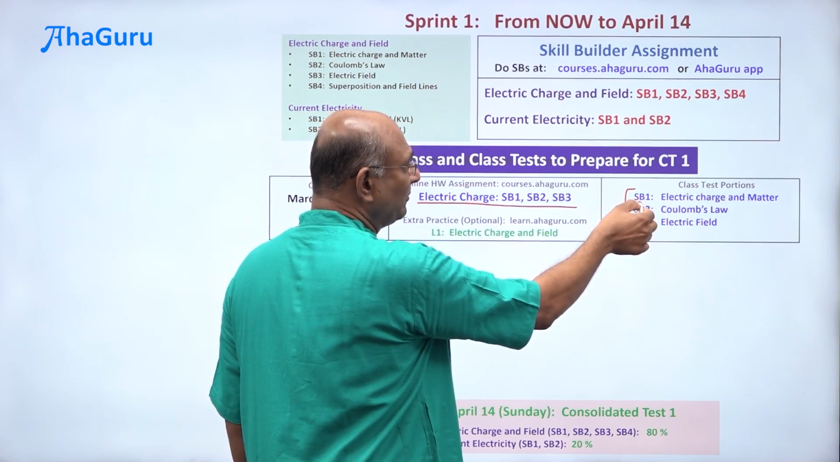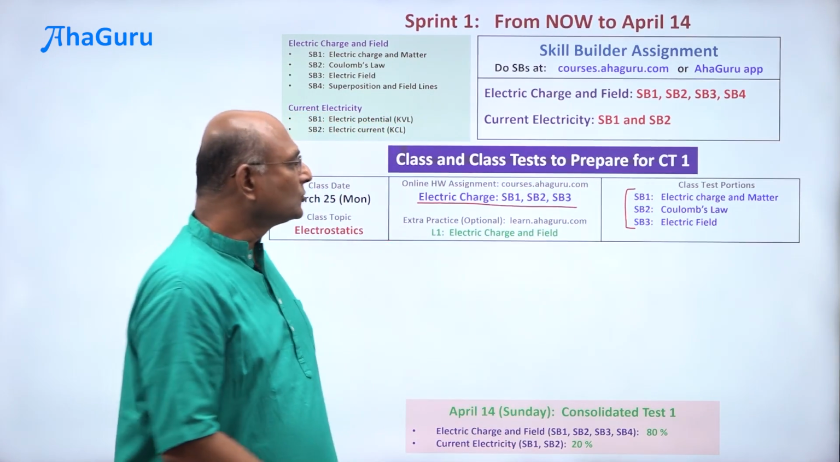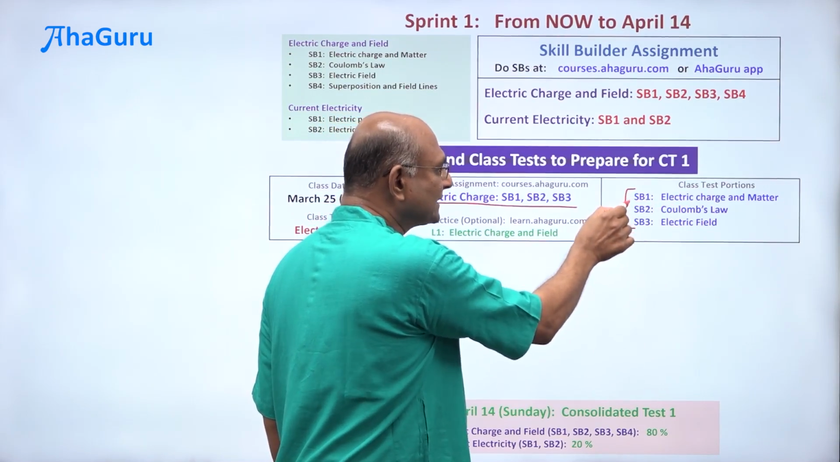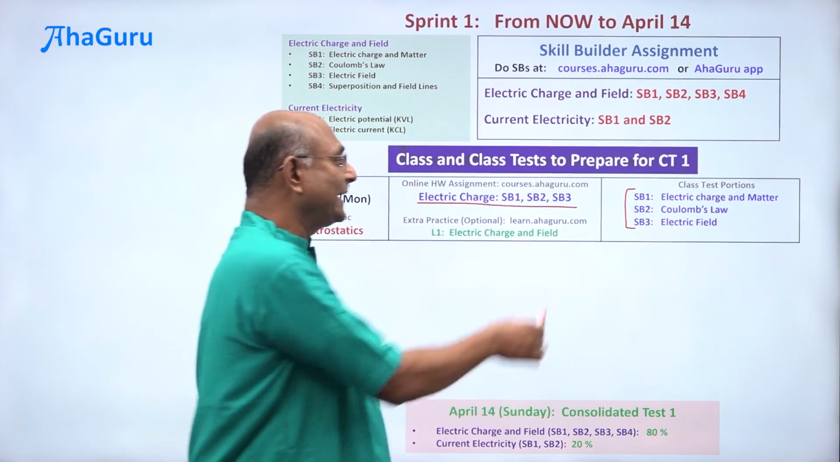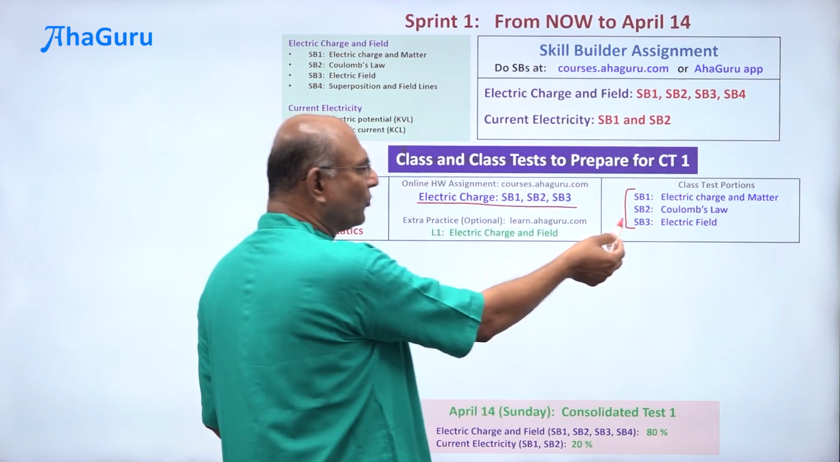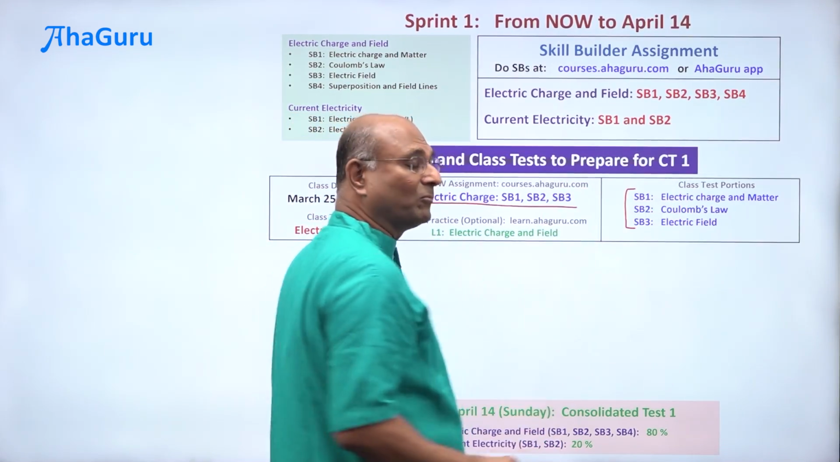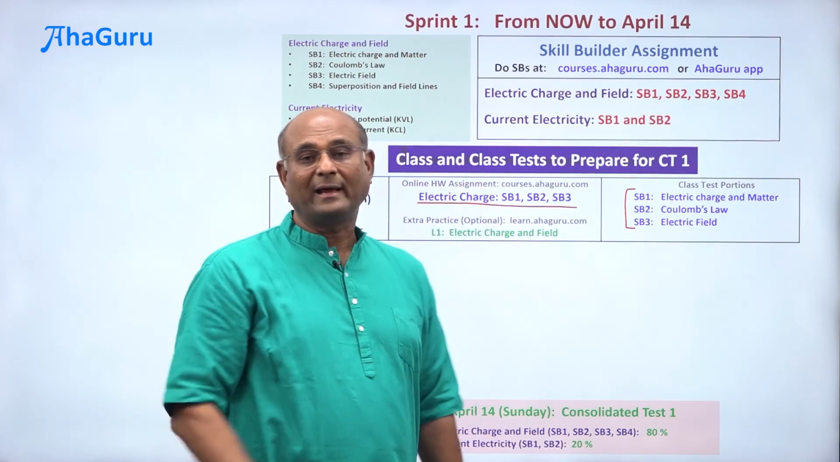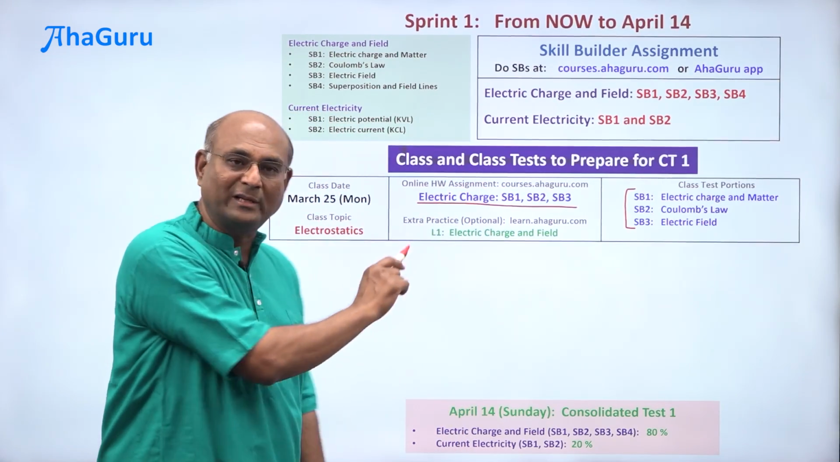Class test will be SB1, SB2 and SB3. Usually SB2 in this case will have more weightage than SB3 because some of the people would have not started the online lesson. So we'll give a few questions in electric field, but we'll do a lot more on Coulomb's law as well as on electric charge and matter. I hope you have understood this.